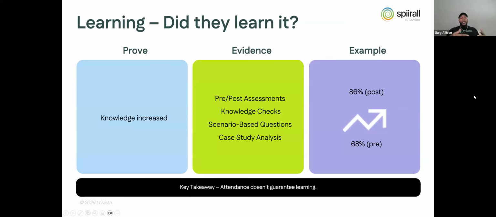So the first step again in the framework is learning. Did they learn it? The proof we're looking for is that knowledge increased. And some of the ways that we obtain evidence that knowledge, in fact, did increase are things like assessments.